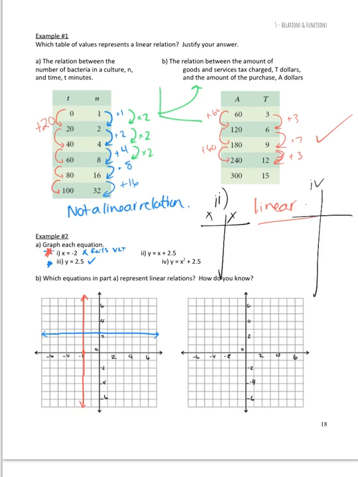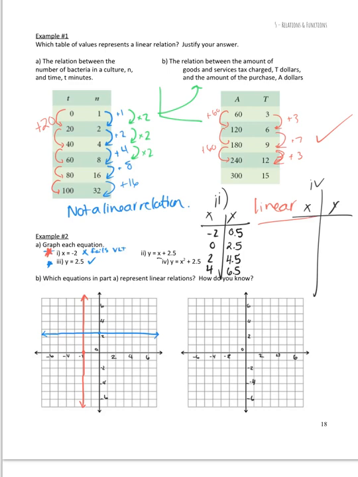So x and y values, x always is listed first. Okay, so let's have x equals -2, 0, 2, and 4. If I put in x equals -2 here, I get -2 plus 2.5, and that'll give me positive 0.5. If I put in 0 for x, I get 0 plus 2.5, that just gives me 2.5. If I put in 2 for x, I get 2 plus 2.5, which is 4.5. If I put in 4 for x here, I get 4 plus 2.5, which is 6.5.